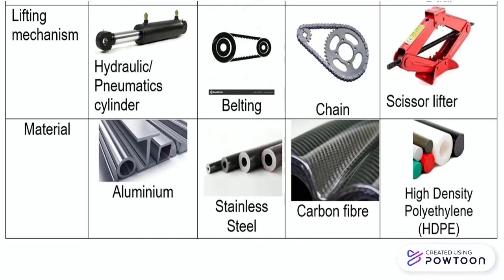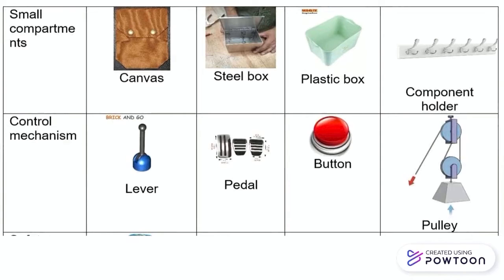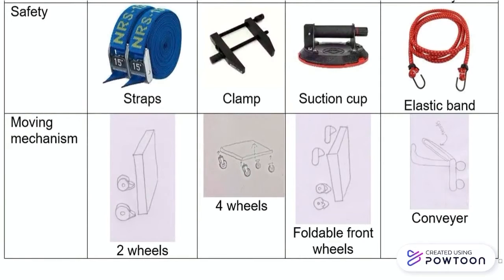For material, we have aluminium, stainless steel, carbon fiber, high density polyethylene or HDPE. For small compartments, we have canvas, steel box, plastic box and component holder. And for control mechanism, we have lever, pedal, button and pulley. For safety, we have straps, clamp, suction cup and elastic band. Moving mechanism, we have 4 types: 2-wheel, 4-wheel, foldable front wheels and conveyor.